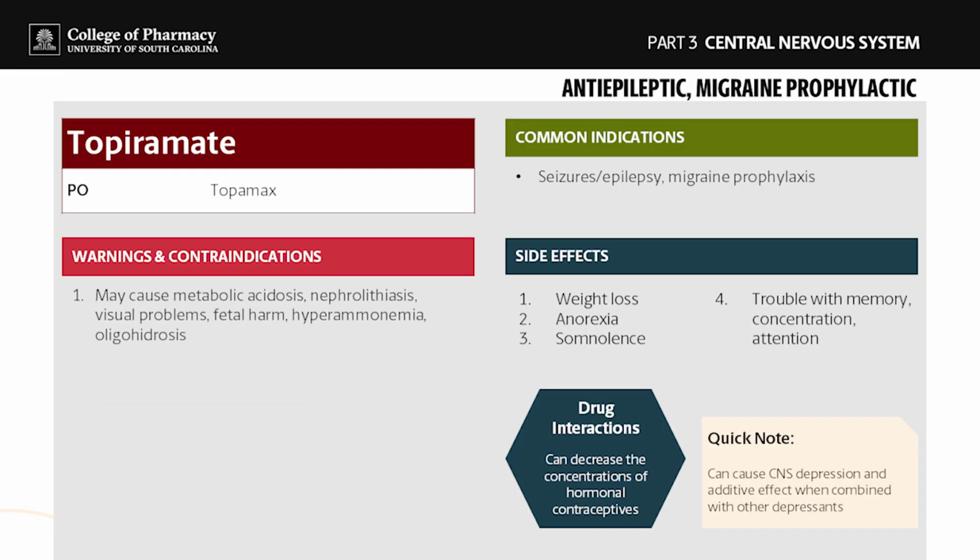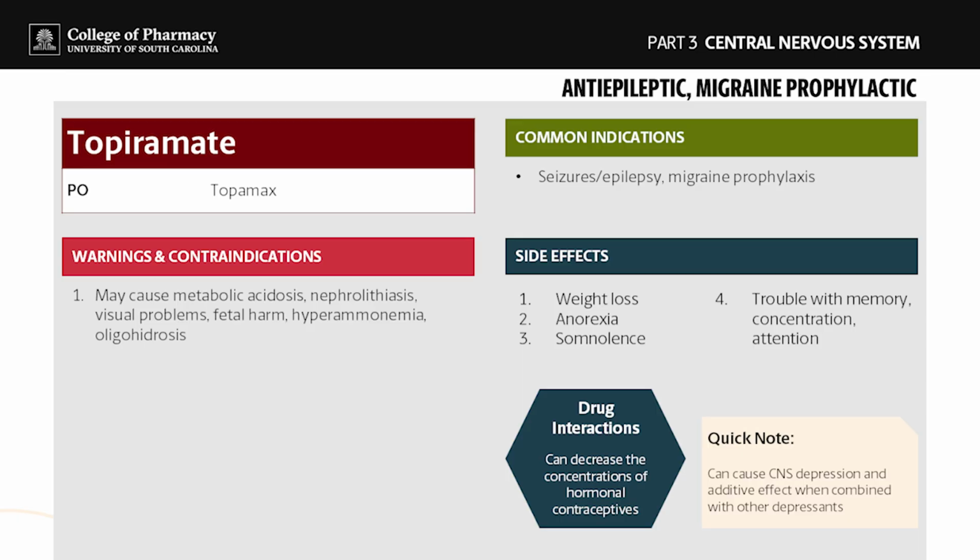Next, we have the antiepileptic migraine prophylactic drug, which is topiramate, Topamax. You see where we're going with this? Topamax, topiramate, and it's for seizures and epilepsy, and also they use this a lot for migraine prophylaxis. Now, an interesting thing with this one, it can cause weight loss. People started using this for their migraines, and they started losing weight, and they didn't want to get off of this, okay? So just note to self, this could cause that, and it can also cause some anorexia, which is potentially the reason they lost the weight.